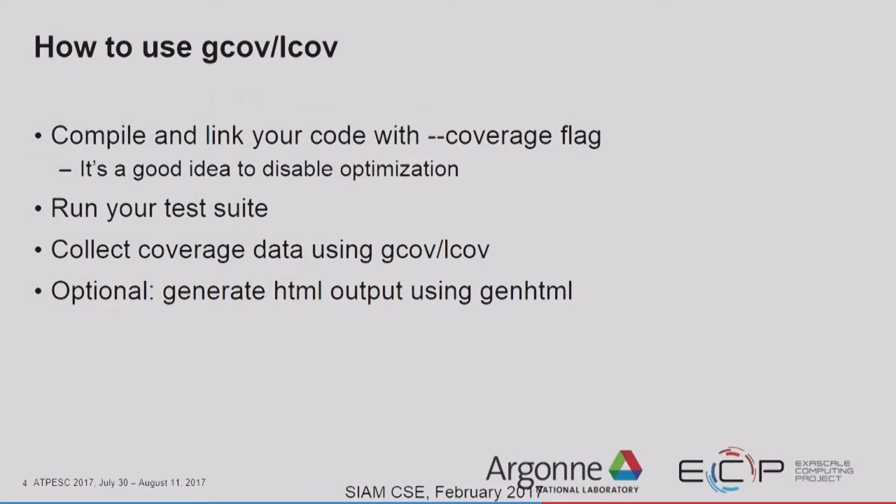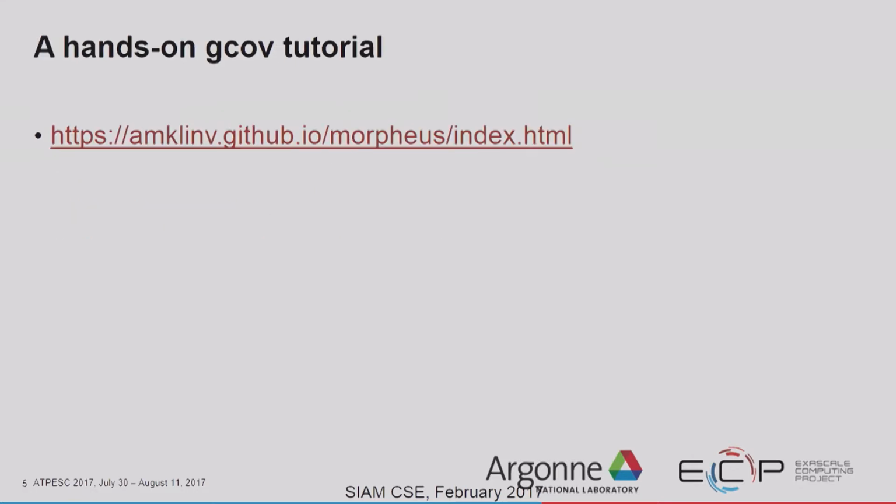How you use gcov and lcov: the first step is you compile and link your code with the coverage flag, and it's a pretty good idea to disable optimization, because when optimization's on, sometimes it'll give you misleading statements about the number of times that things were executed. Then you run your test suite. You collect coverage data using gcov or lcov, and then optionally you can generate HTML output using genhtml, which is a tool that comes with lcov.